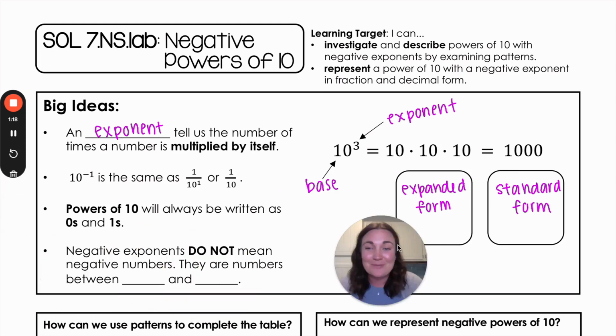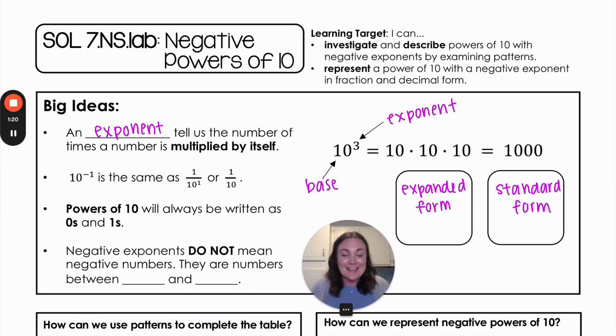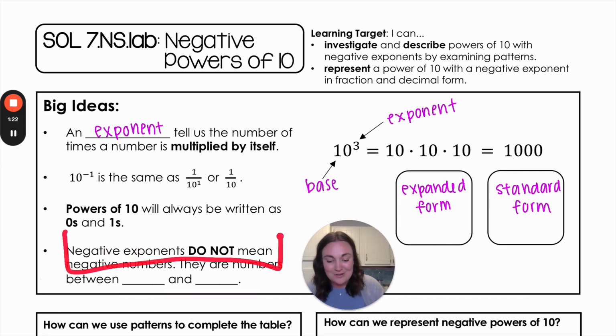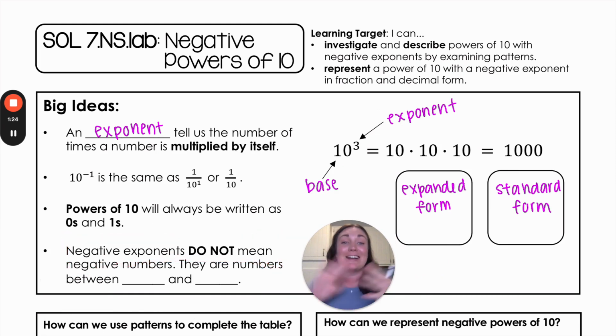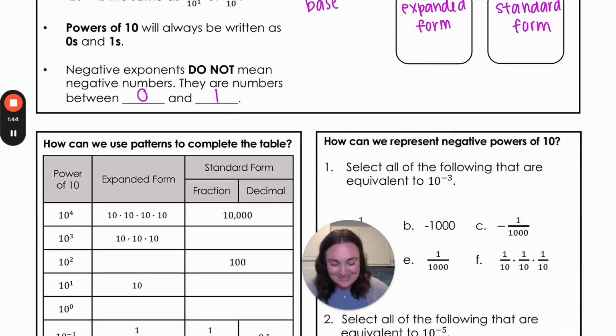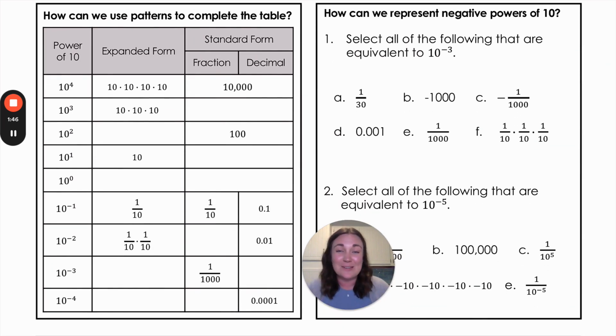The other important rule is that negative exponents do not mean a negative number. So we'll see these negative exponents, but our answers are never going to be negative. We're not going to have negative 1,000 or negative 1/100th. They're always going to be positive. That negative exponent simply means it's a really small number, so it's always going to be a number between 0 and 1.